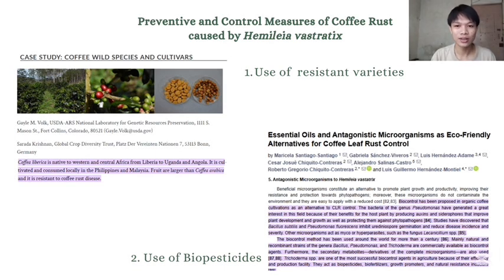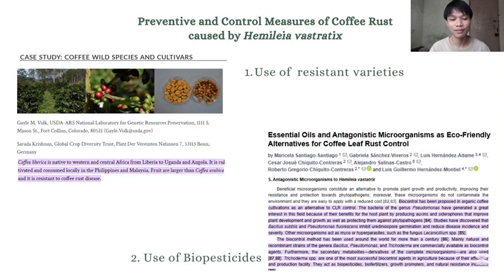So what are the benefits of using resistant varieties? First, it can reduce dependence on chemical controls. It also provides a more consistent yield under high rust pressure. And lastly, and most importantly, it requires less maintenance compared to chemical and cultural controls.